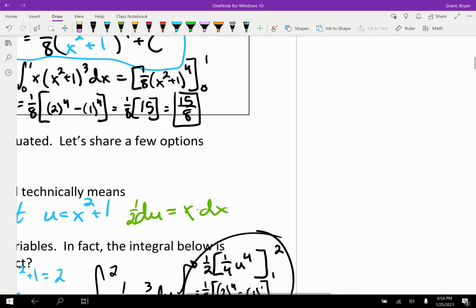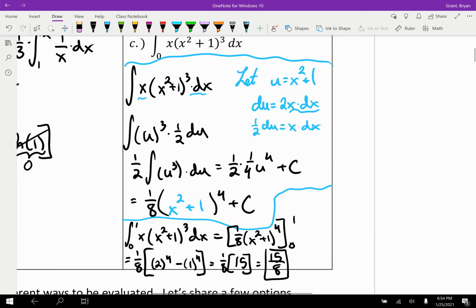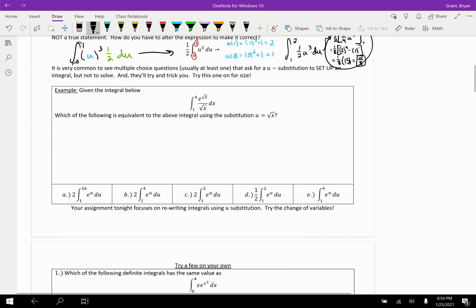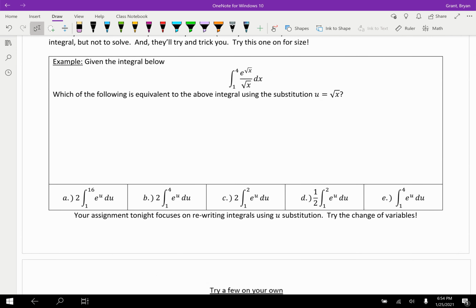Now, some people ask, well, wait, couldn't we do it like we did up here where you do an indefinite integral? And then you find the answer and then you use the original limits? And the answer is yes, but the AP exam is sneaky and they're gonna test you on your ability to change those limits through clever multiple choice questions. So let's take a look at one example and then you guys are gonna practice a few.